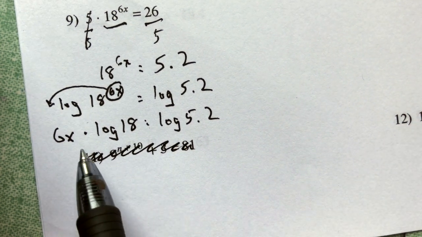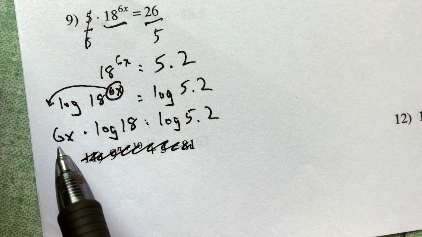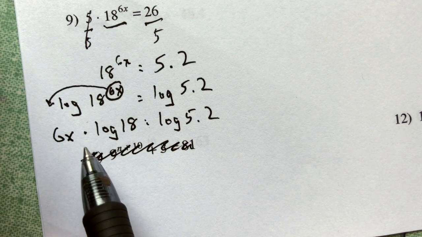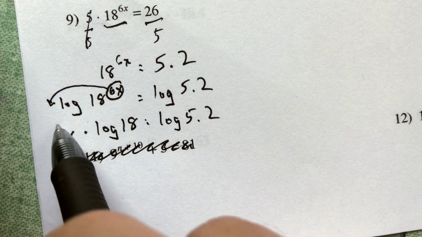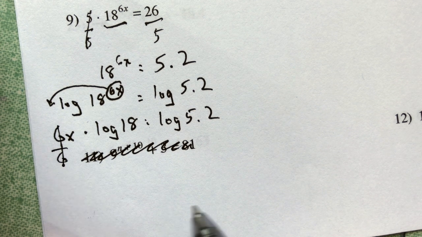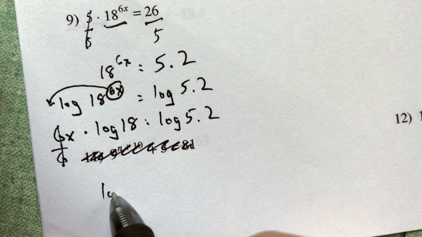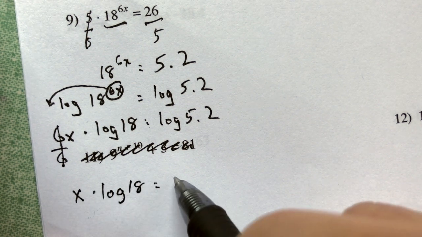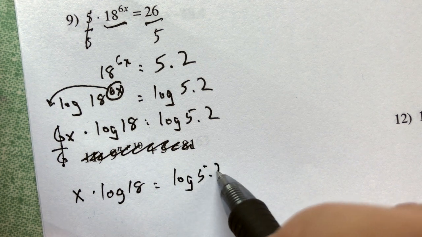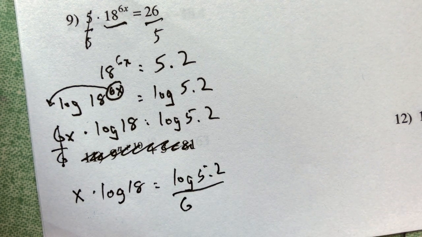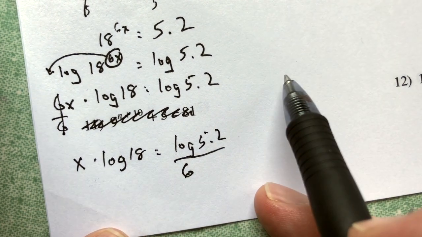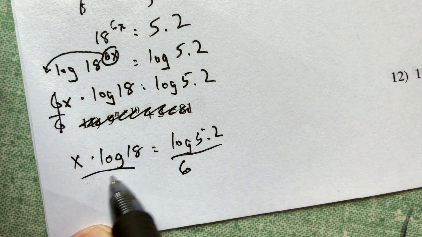Okay, so again, we're solving for x. And right now, what I have is 6 times x times the log of 18. So I have a bunch of multiplication here. So I can divide by 6 to cancel this guy out. Okay? And so I get x times log of 18 equals log of 5.2 divided by 6. And so then, again, I have this log 18. That's just a number, and I can divide by that as well. So I can divide by log 18.